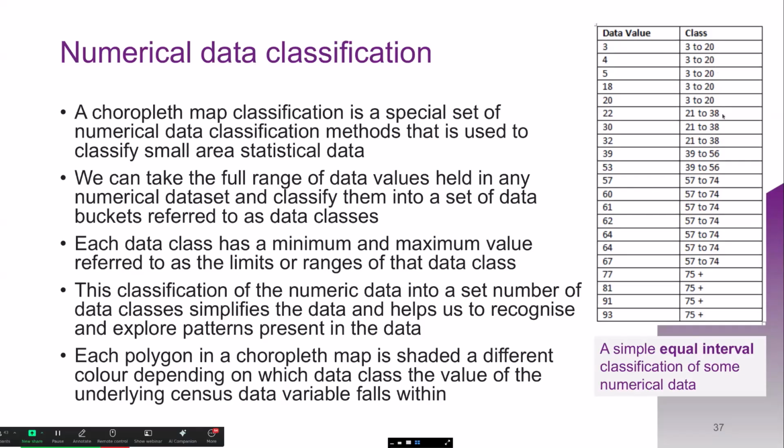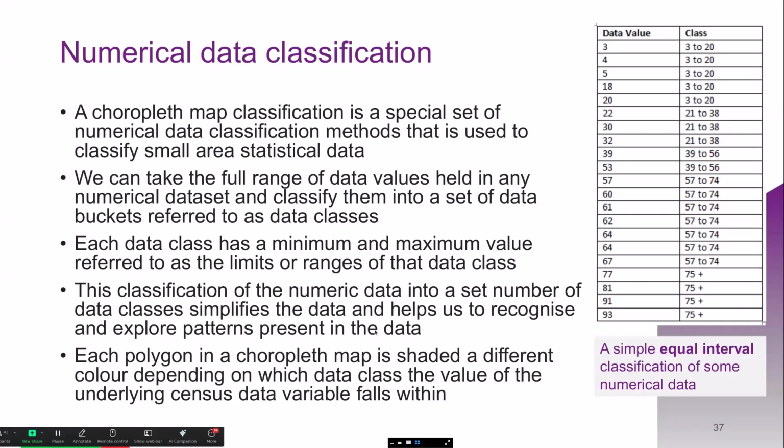And what I can do is create different data buckets and place the different values in those buckets according to a minimum and maximum value. There are different types of data classification methods. I'm using what's called an equal interval one here. So I've simplified the data into 5 data classes: values from 3 to 20, 21 to 38, 39 to 56, 57 to 74, and 75 plus. So there are 5 data classes, each of which spans a range of 17 values. And that just allows us to simplify the data.